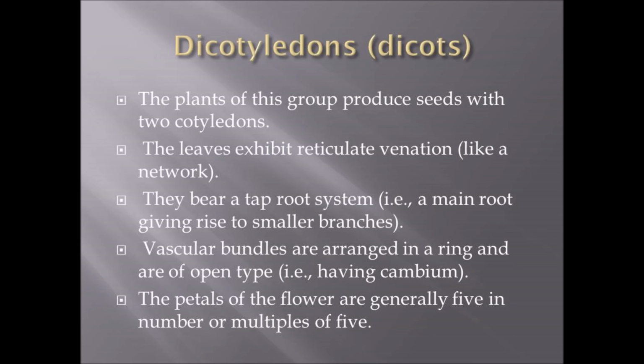And the vascular bundles are arranged in a ring shape, and they are open type. That is, cambium is present, and the petals of the flower are generally 5 or multiples of 5. That is 5, 10, 15. So in such numbers only the petals of the dicotyledon will be present.